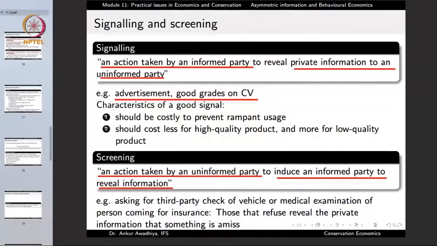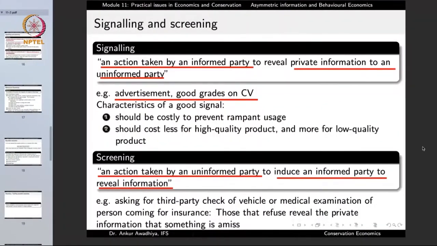We had also seen that there are two characteristics of a good signal. One is that it should be costly to prevent rampant usage, and it should cost less for the high quality product and more for the low quality product. Which is why good grades become a very good signal, because a person who is not that hardworking will find it very difficult to have good grades, whereas a person who is hardworking will find it very easy. So it is costlier for a not hardworking person to have good grades on his CV to use as a signal, whereas it is less costly for the hard worker. Because of this differential costing, this differential amount of effort involved, grades become very good signals.